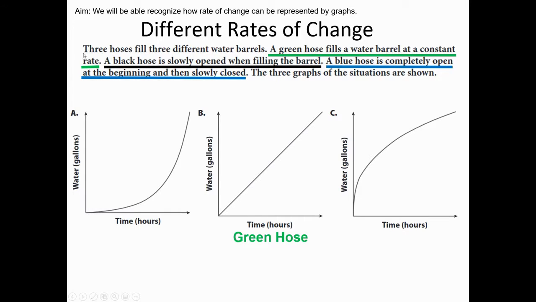But if you take a look at the black hose, which is slowly opened, look how A right here starts off really shallow and then gets steep. So shouldn't that be our black hose? And then we look at C. Notice how it's super steep and then gets shallow. So that would be our blue hose.